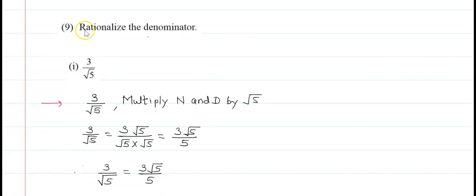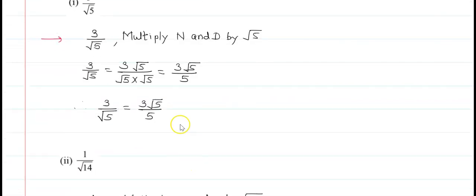Now the last question is rationalize the denominator. In the denominator you have root of 5, therefore multiply numerator and denominator by root of 5. That is 3 upon root of 5 multiplied by root of 5 upon root of 5. That is 3 root of 5. Root 5 into root 5 is 5. And therefore the denominator is rationalized, which is 5, and so 3 root 5 upon 5. This is the answer, where the denominator is rationalized.